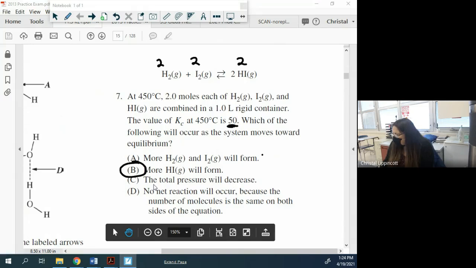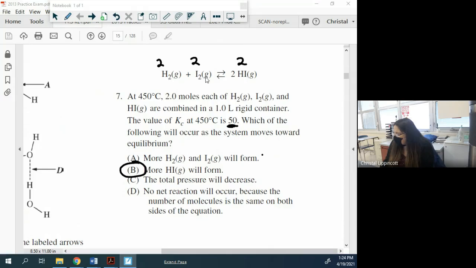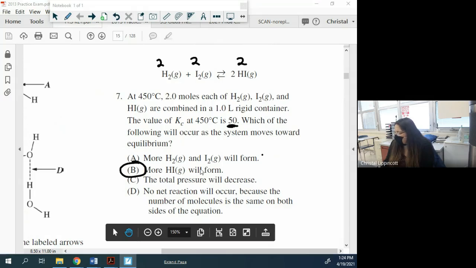Now, does the total pressure decrease? Well, we've got 4 moles here. We're going to 2 moles here. We're going to 2 moles. The pressure should stay about the same. More H2 and I2 will form. It's not going to go this direction because of our K value, and no net reaction. There will be a net reaction. So B is the correct answer for this one. See what you can do for number 8.